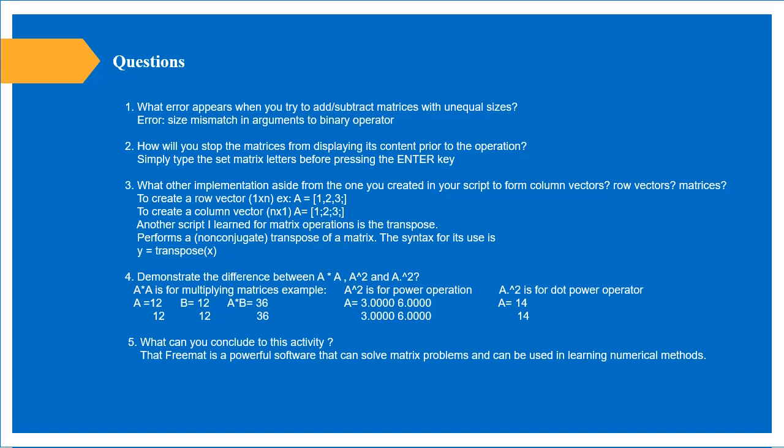Okay, question 4. Demonstrate the difference between A times A and A to the power of 2 and A dot to the power of 2. As you can see, A times A performs a multiplication of the square matrix, and then A to the power 2 is a power operation, and A dot 2 raises the numerical value of an array to another element-wise.